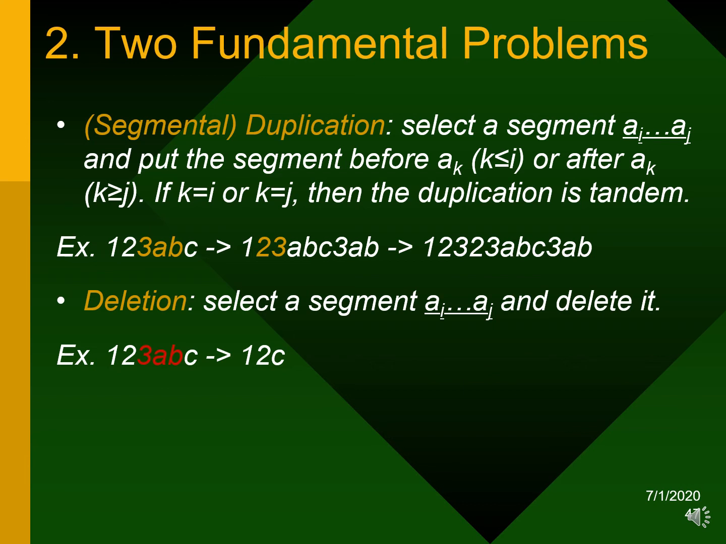And in the case of tandem duplication, say 1, 2, 3, if I want to duplicate 2, 3, I will just put this 2, 3 at the end of 3. So I have 2, 3, 2, 3. So the second one is tandem. Deletion is even more straightforward. You just select a segment and delete it. Like in this case, if I want to delete 3AB, the resulting sequence would be 1, 2, 3.